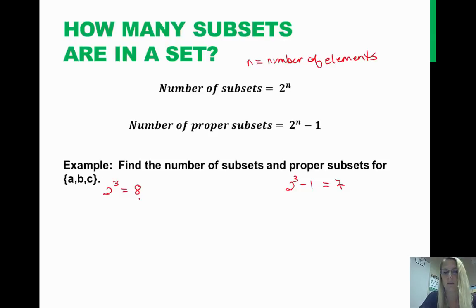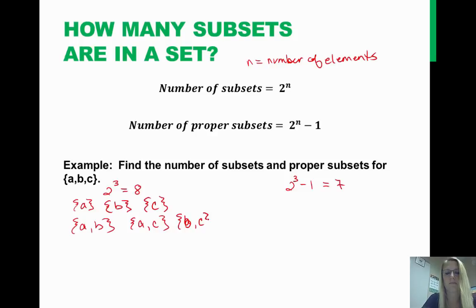Let's look exactly at what is in this subset. We have the element A by itself, B, and C. We have also AB, AC, and BC. And we have ABC. We also have the empty set. So let's count these and make sure we have 8. 1, 2, 3, 4, 5, 6, 7, 8.